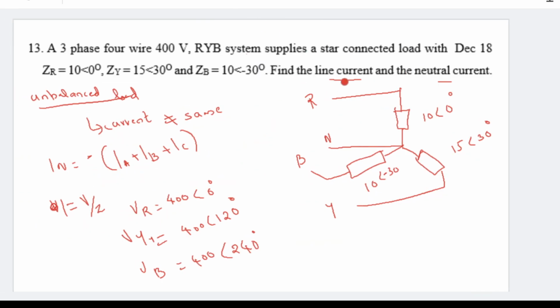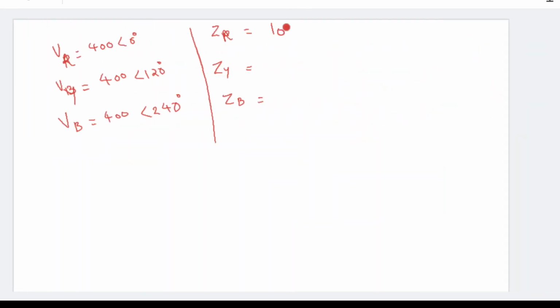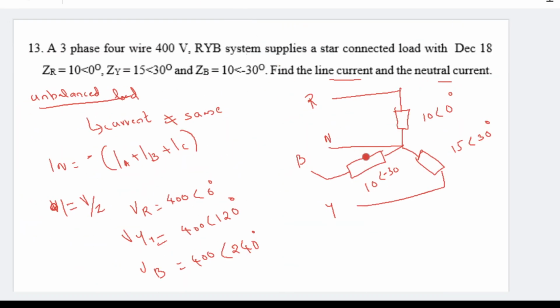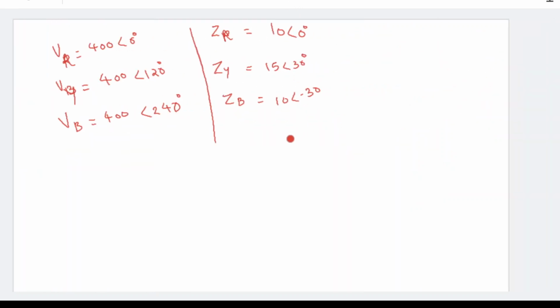So what is ZR? ZR is 10 angle 0 degree, ZY is 15 angle 30 degree, and I think ZB is 10 angle minus 30 degree. Let us check it. Yes, 10 angle minus 30 degree. So in order to find out our line current IR for the R phase, we can say VR, that is 400 angle 0 degree, divided by ZR, 10 angle 0 degree.